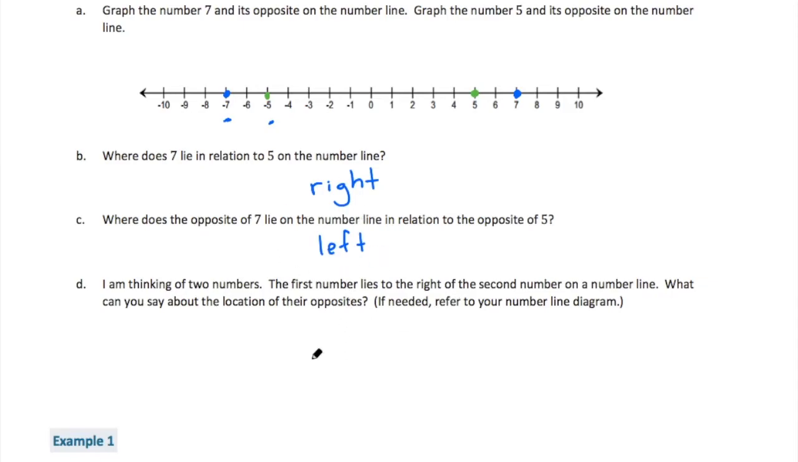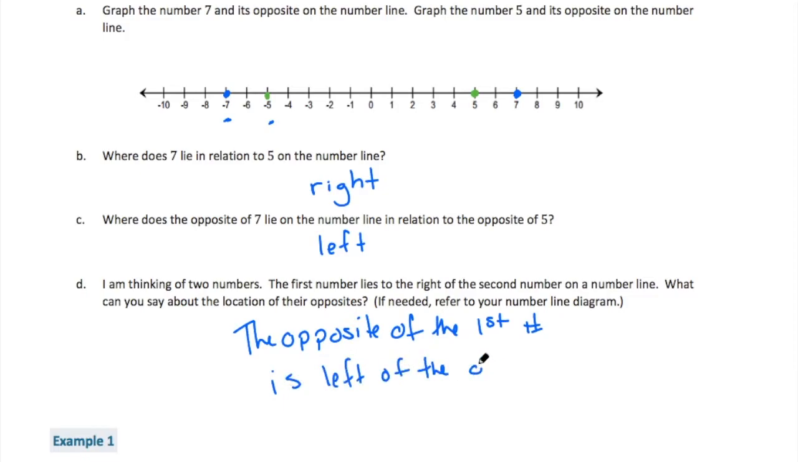Well, the same kind of path is going to follow here. If the first number is to the right of the second number, the opposite of the first number is left of the opposite of the second number.